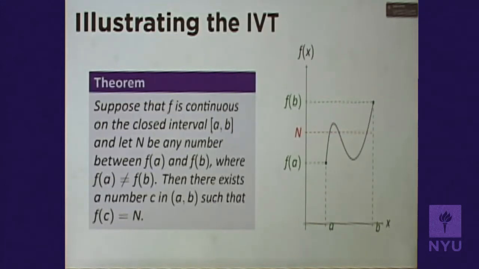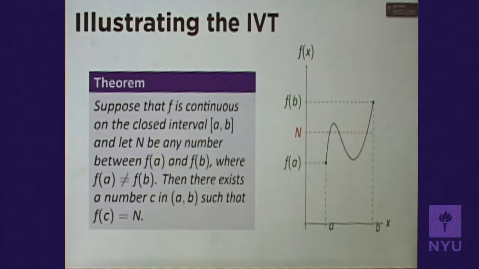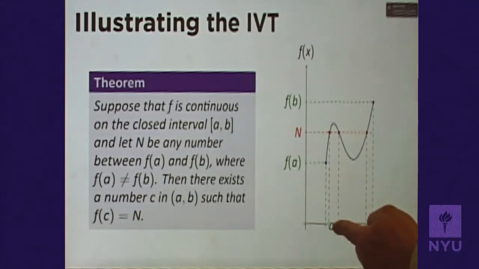Notice that if the function isn't necessarily a nice strictly increasing function, the intermediate value property still holds. This line y equals n still cuts the graph of the function, and we do find a point where f of c equals n. As a matter of fact, in this case, we find 3 of them. This is a c. We could call it c1. Here's c2. Here's c3. And f of all 3 of those points equals n.